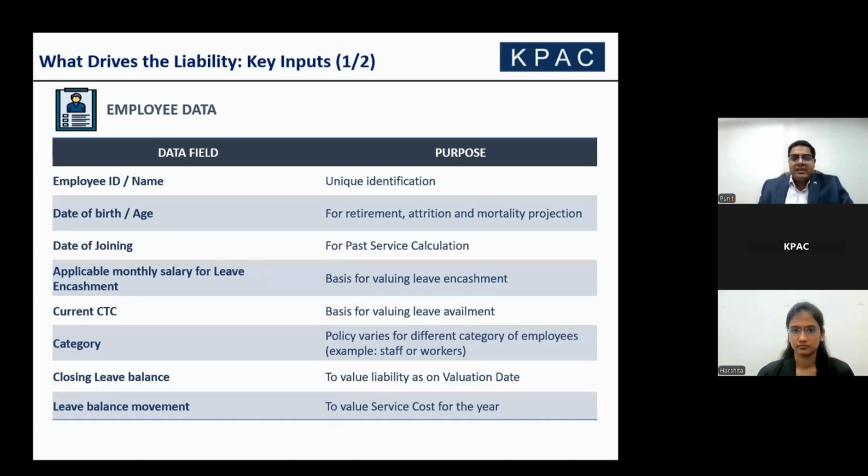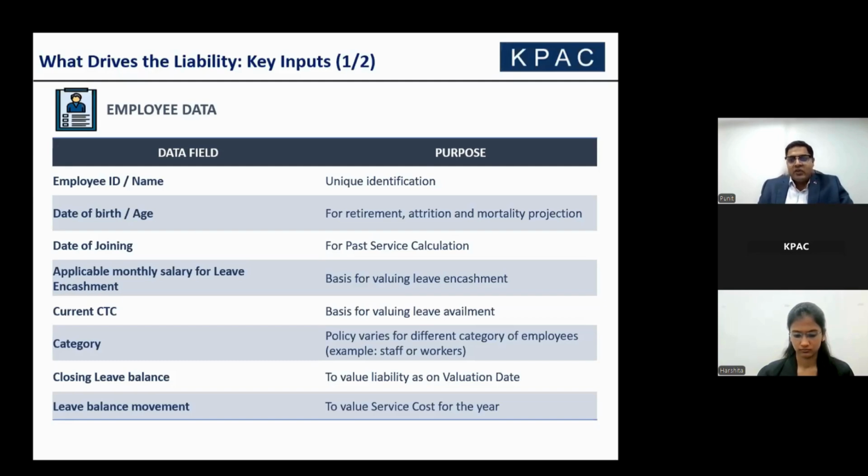Accurate and comprehensive employee data is the bedrock of any reliable actuarial valuation. Here are the key data fields we look for. Employee ID, name. It is essential for unique identification and tracking. Date of birth. It is crucial for projecting the retirement, attrition, mortality rates. Date of joining. It is used to calculate employees' past service and it directly impacts the accrued leaves.